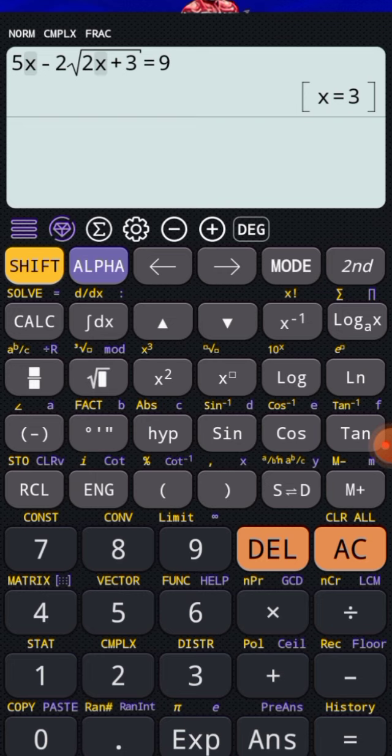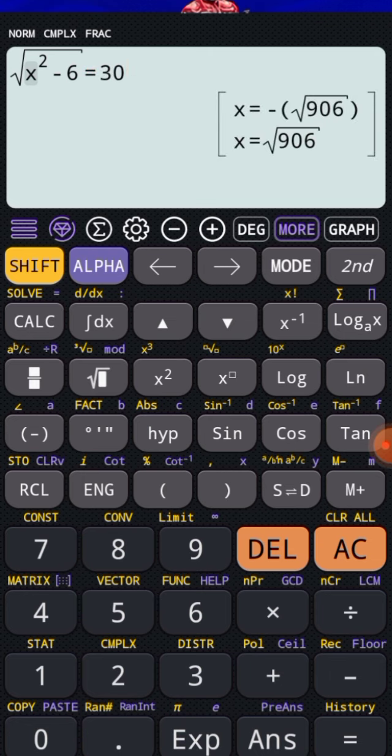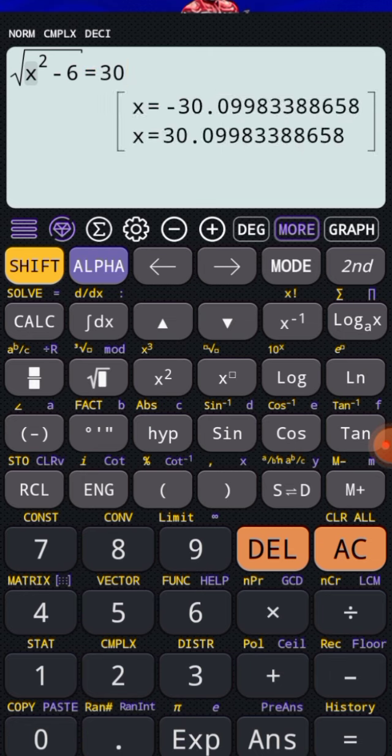So let's say we have the square root of x squared minus 6 is equal to 30. So we have root x squared minus 6. Remember to press alpha, close bracket, square, minus 6, then everything, press alpha calc, equal to 30. Then you press shift solve, and you're going to have the answer minus 30.1 or plus 30.1. Some calculators will just give you one of the answers. Let's say plus 30.1. It's still very, very correct.